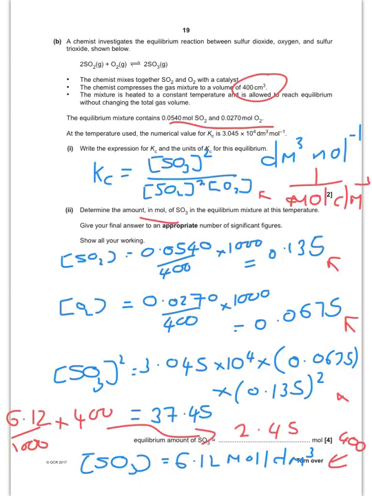Notice they have asked for an appropriate number of significant figures, so it's going to be 3 significant figures because that's the minimum that they've given you up here.